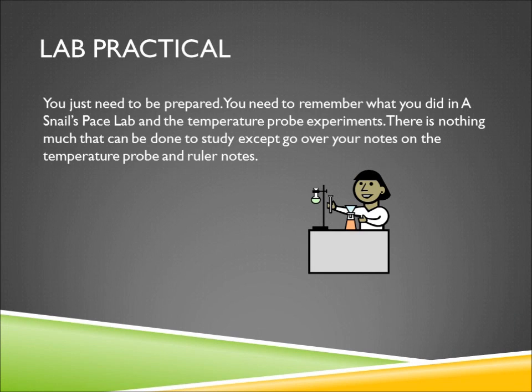Then on the lab practical, you just need to be prepared. You need to remember what you did in the snail's pace lab and the temperature probe experiments. There is nothing much that can be done to study except go over the notes on the temperature probe and ruler notes, and those will be provided in this slideshow as well. If for some reason you didn't take the notes down in class, they will be provided, as well as everything we have done in class in this slideshow. So lab practical, pretty easy, I'd say.